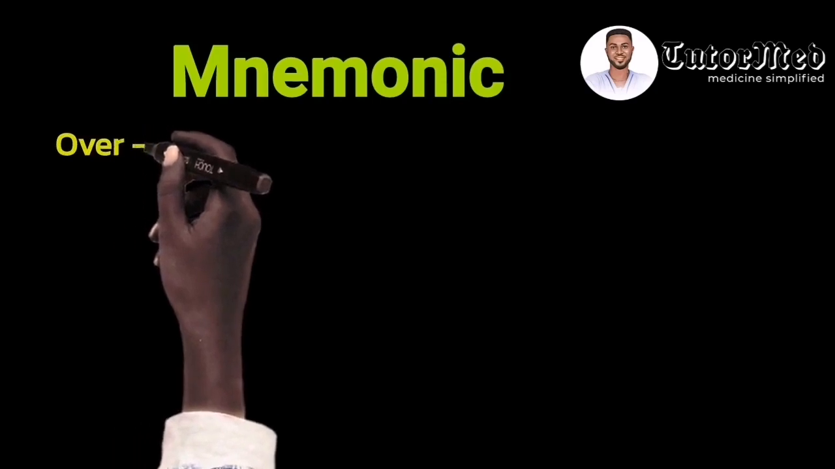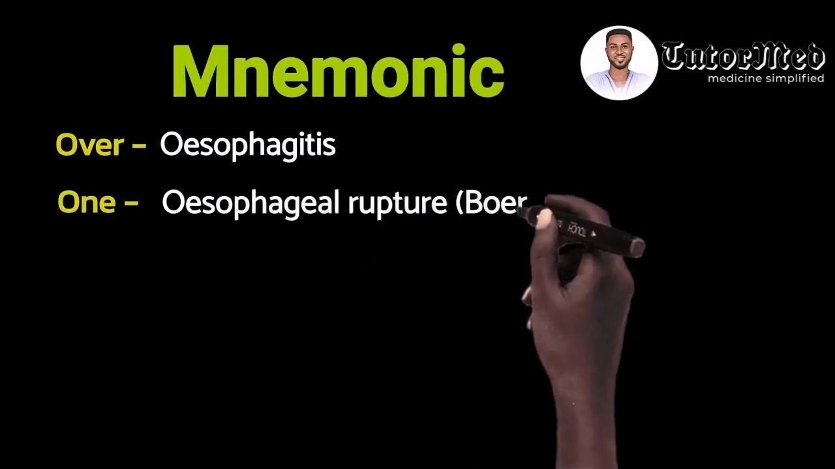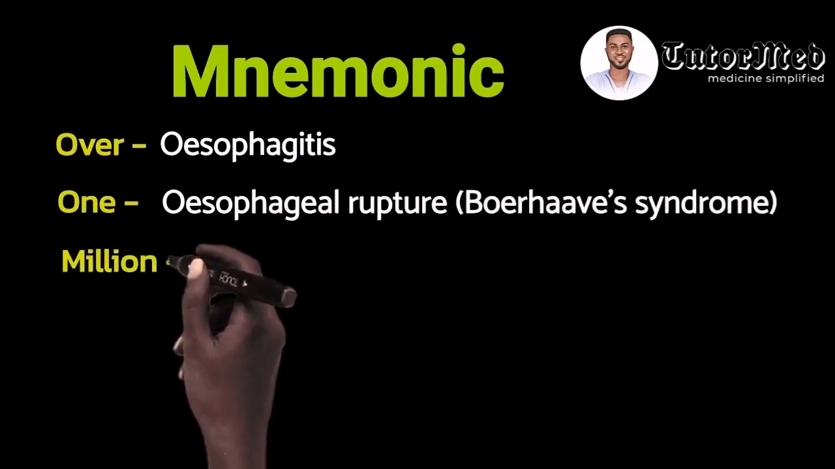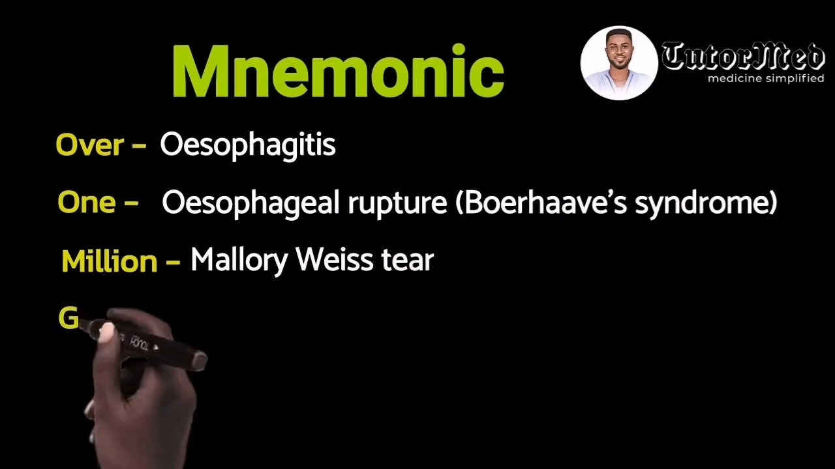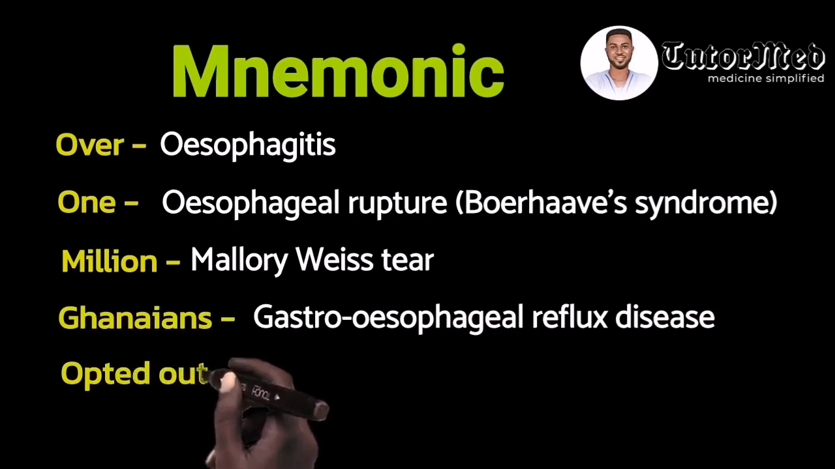Now on this slide, let us consider a mnemonic which will help us to remember the esophageal causes of chest pain. Let's say an exercise was conducted for Ghanaians and over 1 million Ghanaians opted out. That is the mnemonic. Over 1 million Ghanaians opted out. Over for esophagitis, 1 for esophageal rupture, million for Mallory-Weiss tear, Ghanaians for GERD or gastroesophageal reflux disease, opted out for esophageal spasms.